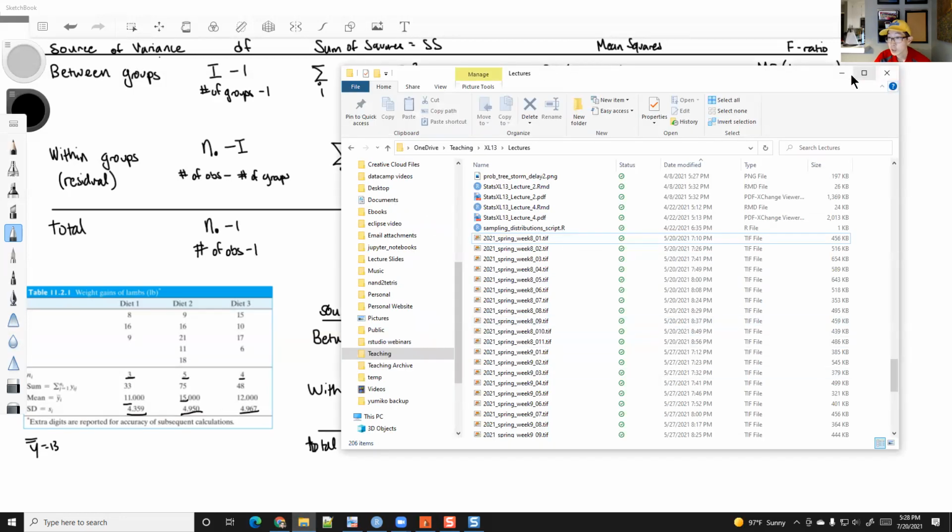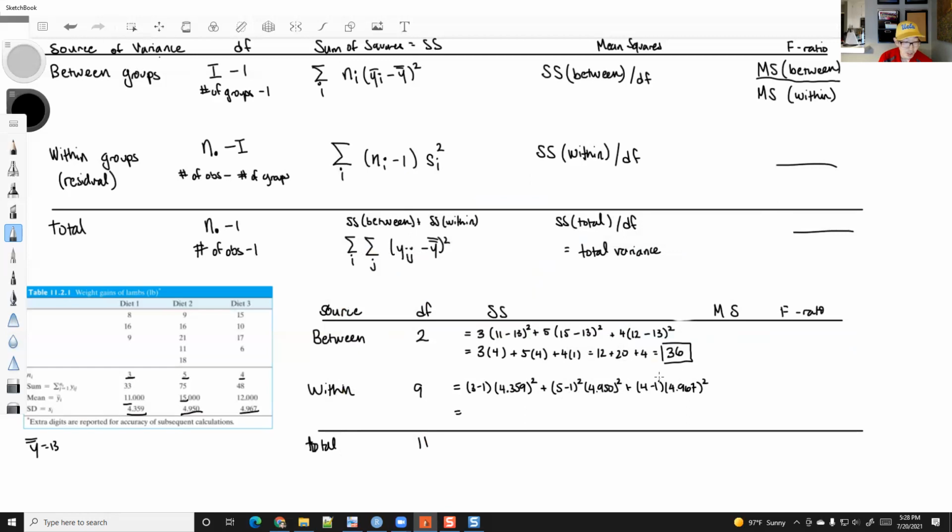Why do we square 5 minus 1? Did I square 5 minus 1? Oh, we shouldn't. That was a mistake. Thank you for catching that. We should not be squaring 5 minus 1. It's just 5 minus 1. Let me fix that with my eraser. It's a good catch. We do not square that. Okay, so 5 minus 1.